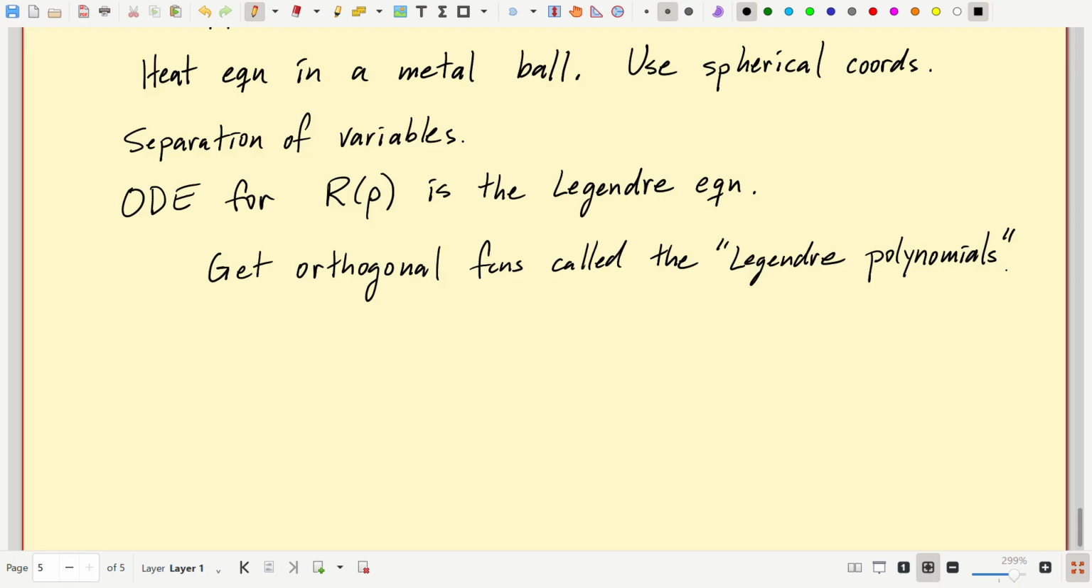If I whacked a bowling ball with a stick and let it ring like a ball, I could be solving the wave equation in a ball also. And that would give me Legendre polynomials.